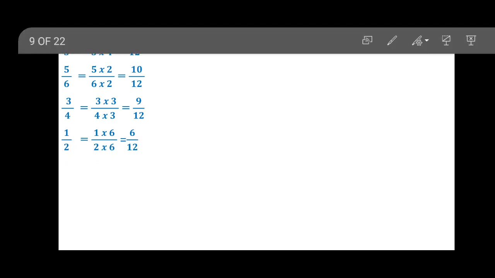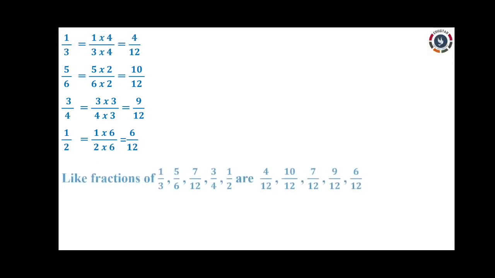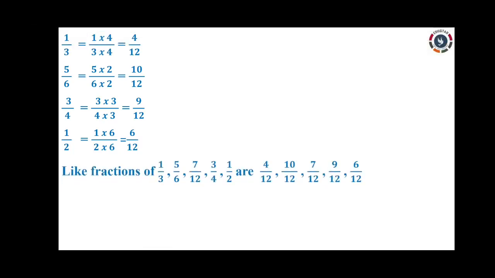The like fractions are 4 by 12, 10 by 12, 7 by 12, 9 by 12, 6 by 12. Now arrange these like fractions in ascending order. Compare the numerators. 4 by 12 less than 6 by 12 less than 7 by 12 less than 9 by 12 less than 10 by 12.